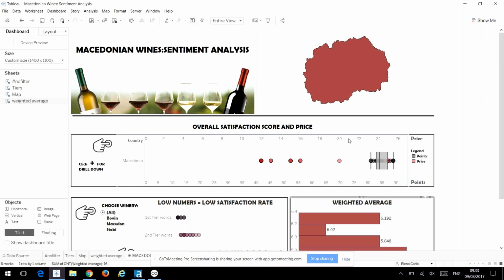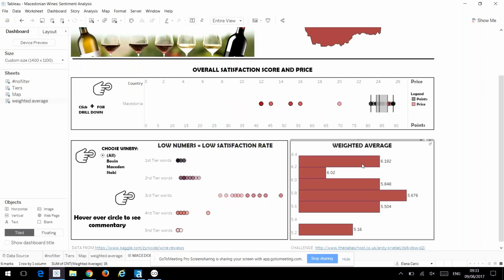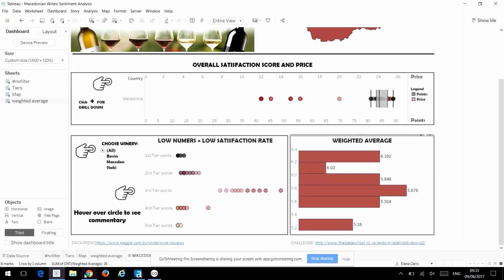Yeah. So you said Macedonia. Why don't you tell us a story about what the data's telling us in each of those boxes? Otherwise I have to work it out. Yeah, so basically you're doing an analysis of Macedonian wines, right? Yeah, pretty much. Okay, cool. Good job, thanks.